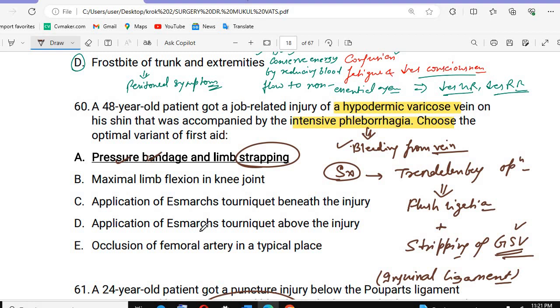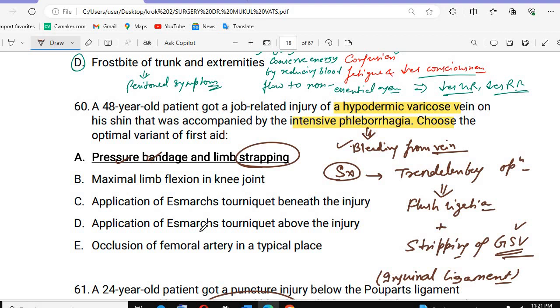Stockings can also be used in case of vein bleedings. After that, if still not able to treat, then we can go for sclerotherapy, and if sclerotherapy is also not working, then we can go for radiofrequency ablation. Then if that is still not working, we can go for the Trendelenburg operation.